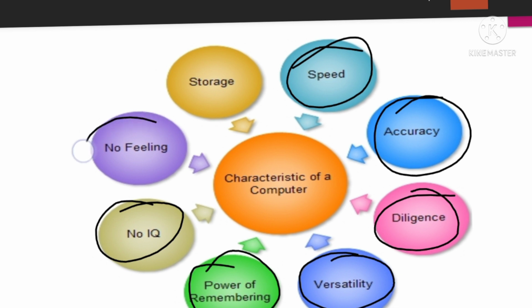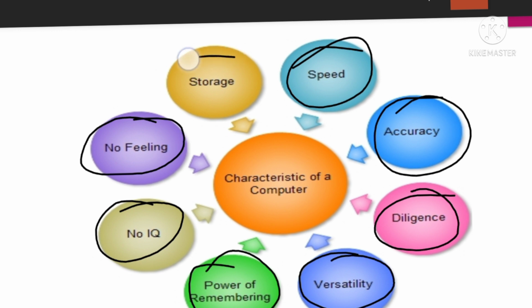And the next one is no feeling. Do you think a computer has feelings? No, not at all. A computer is a dumb machine and it cannot do any work without instruction from the user. So a computer cannot take its own decision as you can. No feeling at all. It does not have feelings or emotion, taste, knowledge, or experience as well.